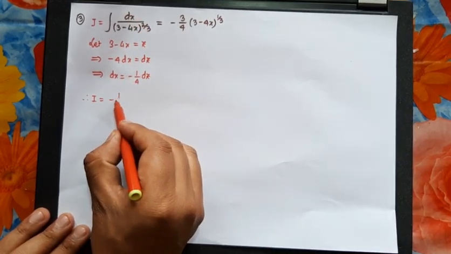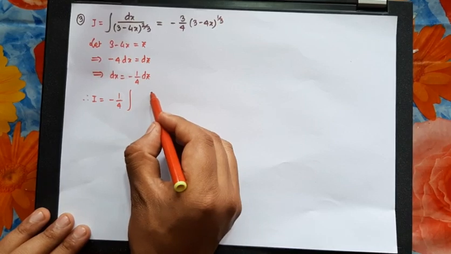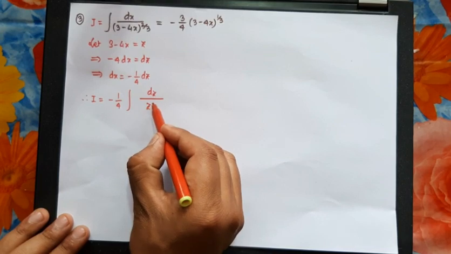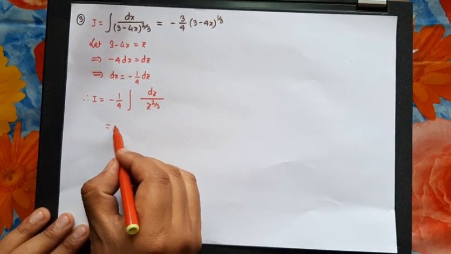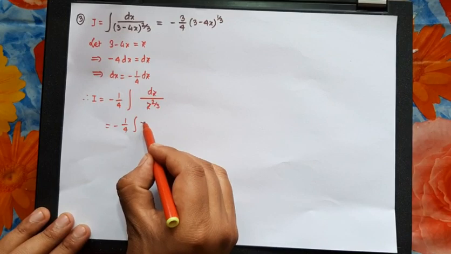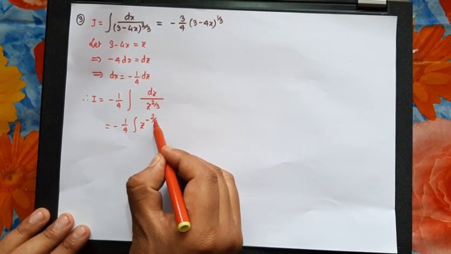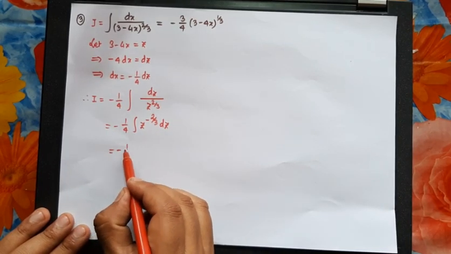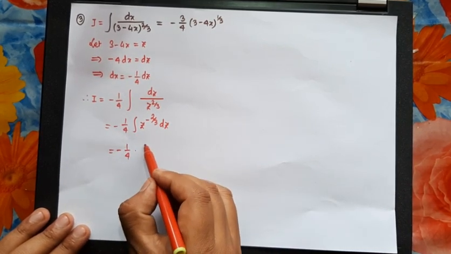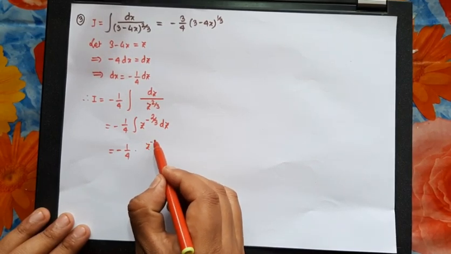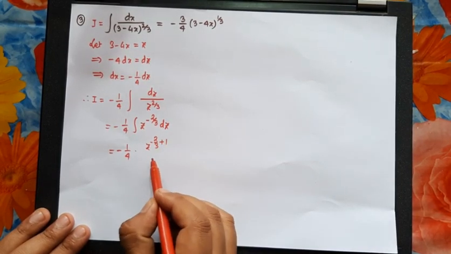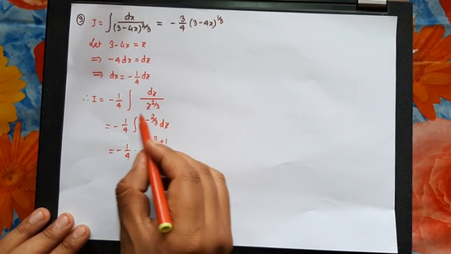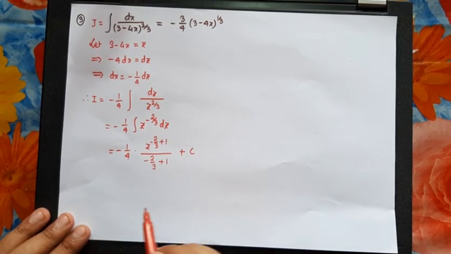So minus 1 by 4 is kept outside. So we have dz by this full thing, which is z, so it is z to the power 2 by 3. So we have minus 1 by 4 integral of z to the power minus 2 by 3 dz, right? So the x to the power n form is there. My formula says it will be x to the power n plus 1 divided by n plus 1. Since we are done with the integral part, we'll put the constant of integration.